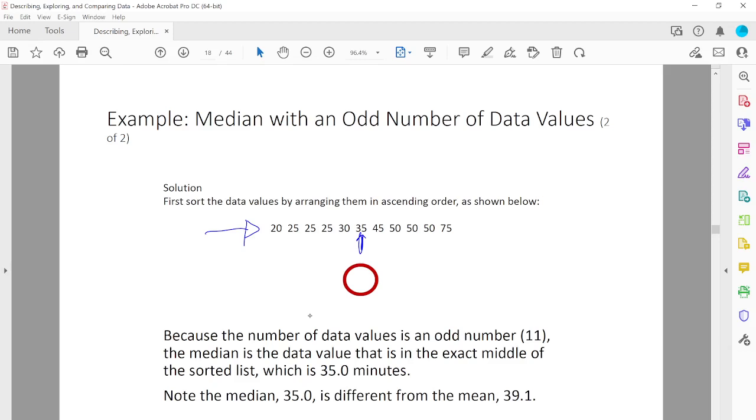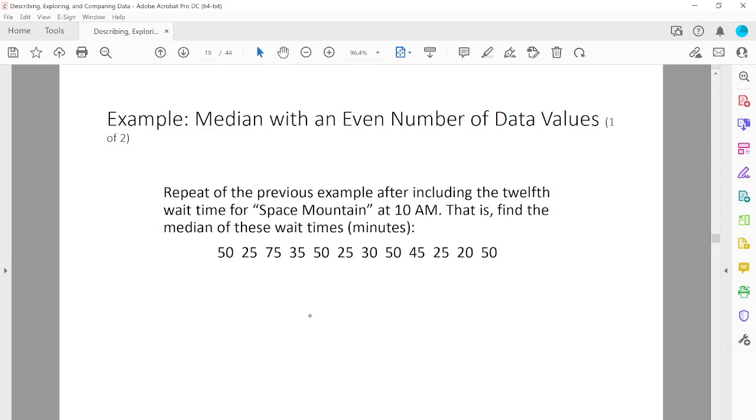Because the number of data values is odd, the median is the data value that is exactly in the middle of the sorted list, which is 35 minutes. Remember, 35 is the median for this data, whereas 39.1 was the mean for the data. So they are different values. Okay. So now we repeat the previous example after including the 12th wait time.